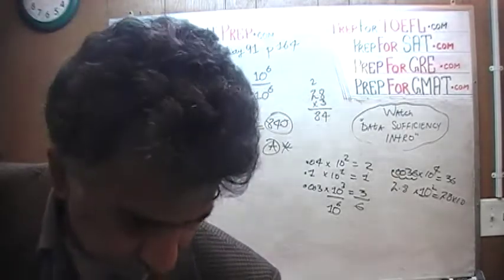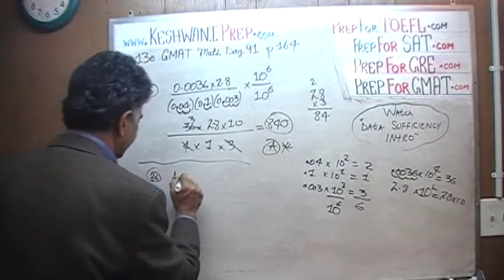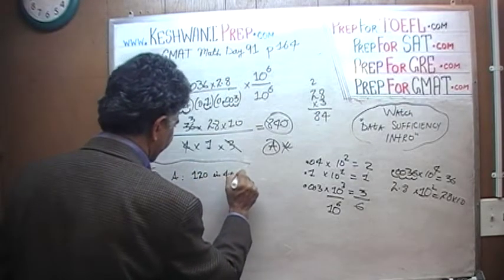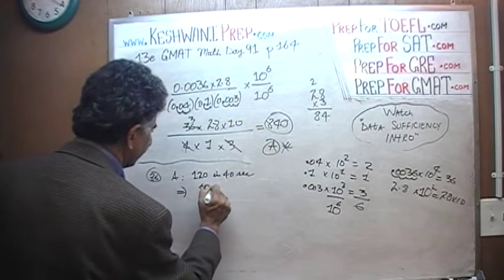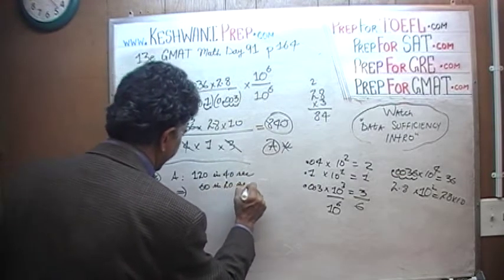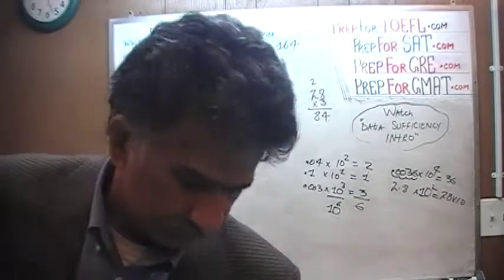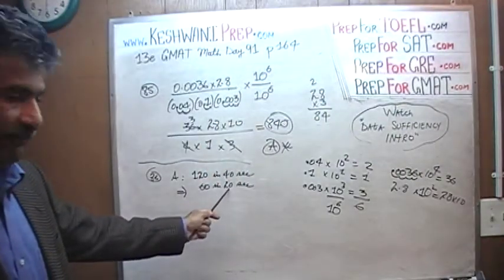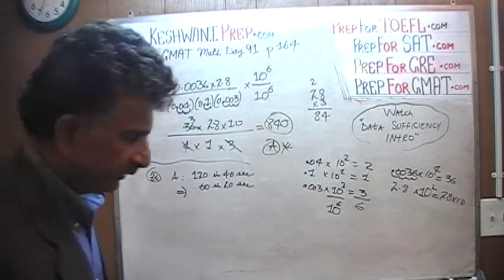In 86, they tell us that A does 120 in 40 seconds, which implies that it must do 60 in 20 seconds. If it's doing 120 in 40 seconds, then in half the amount of time it must do half the work, 60 in 20 seconds. Let's see what they tell us about B.